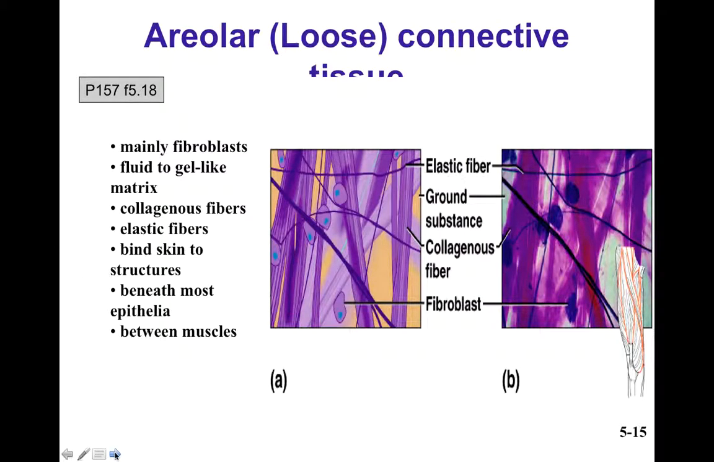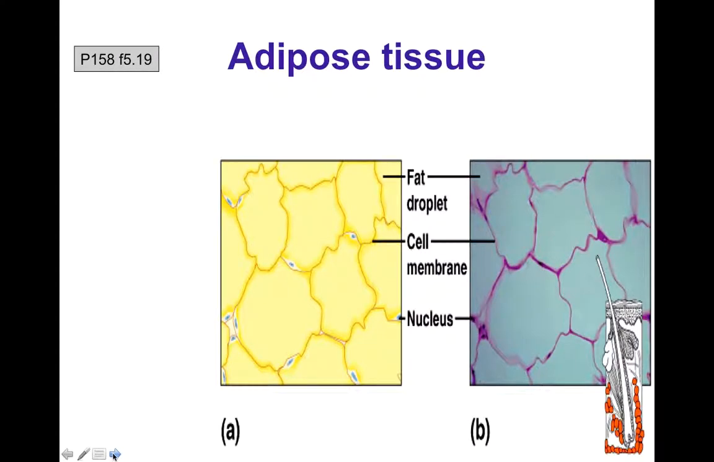Areolar, loose connective tissue. It's going to have a lot of fibroblasts in it, and these cells right here are all those fibroblasts. They're going to make fibers. It has a fluid to gel-like matrix with elastic fibers, so they allow lots of movement. We have this areolar, or loose connective tissue, under our skin, which allows our skin to move over the underlying structures, and also separates out parts of our muscles.